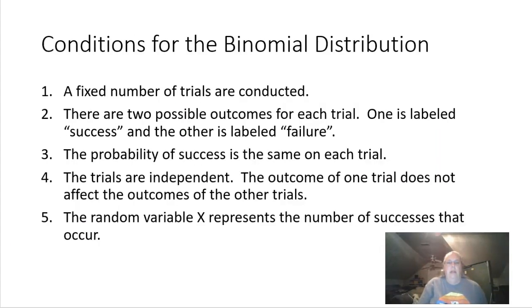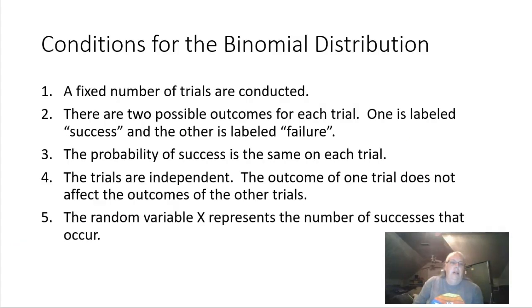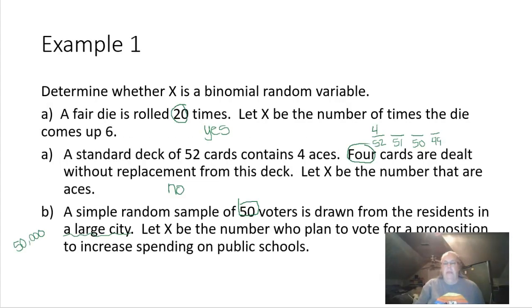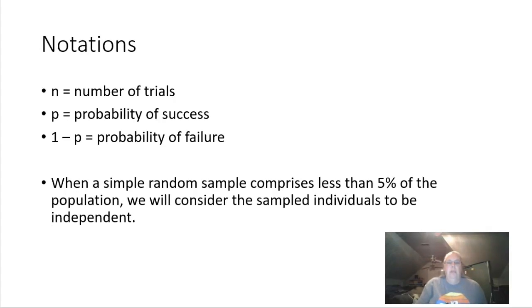Okay. Are there 2 possible outcomes for each trial? Yes. Either we're going to vote for the proposition or we're not going to vote for the proposition. All right. Is the probability of success the same on each trial? Absolutely. There's a 50% chance. We can either vote for it or we can vote against it. Those are our only 2 options. Are the trials independent? Well, that goes over to here.